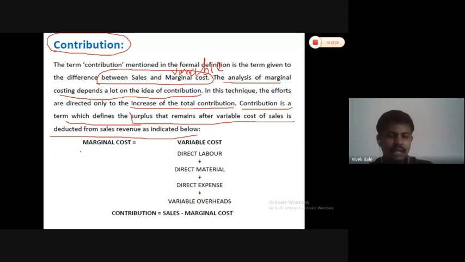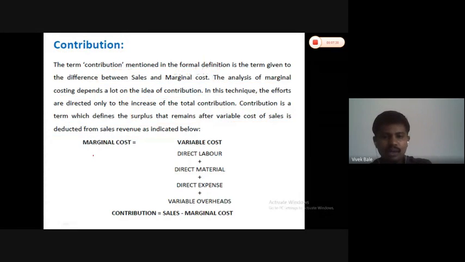So therefore, here you can see marginal cost is equal to variable cost. Variable means direct material, direct labor, and direct expenses. Why have we taken direct material, direct labor, and direct expenses? The reason is all these three elements of cost change as per the change in volume of production. That is the reason they come under the purview of variable cost.